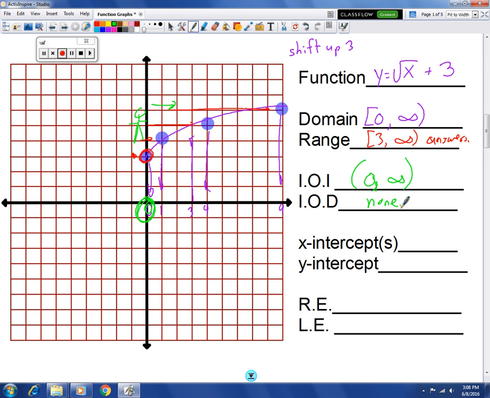X-intercept. Well, this curve never gets low enough to touch the x-axis, so it has no x-intercept. Y-intercept, we should always have a y-intercept when we have a function. The y-intercept is the y value where we touch the y-axis, and that's at 3. The right-hand behavior is similar to the other two examples, and it doesn't go to the left forever, so I'm going to say no left-hand behavior.